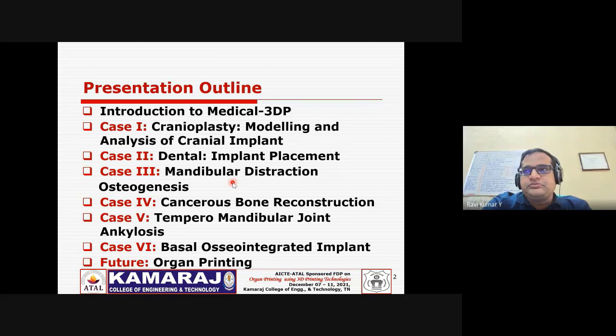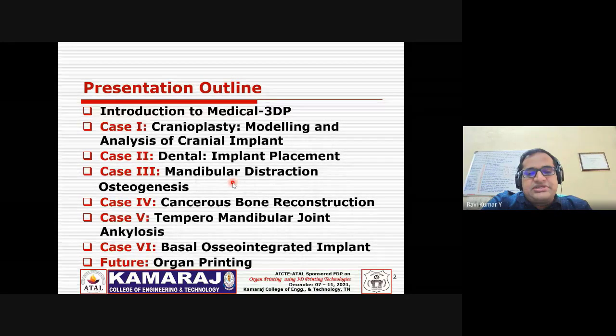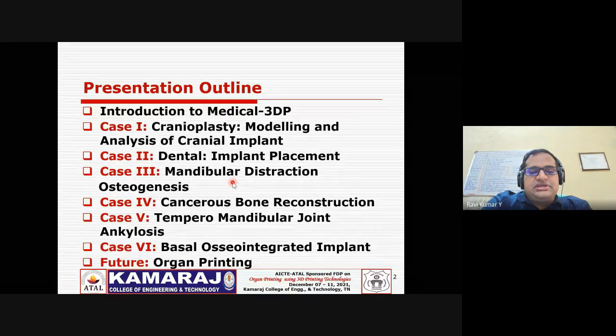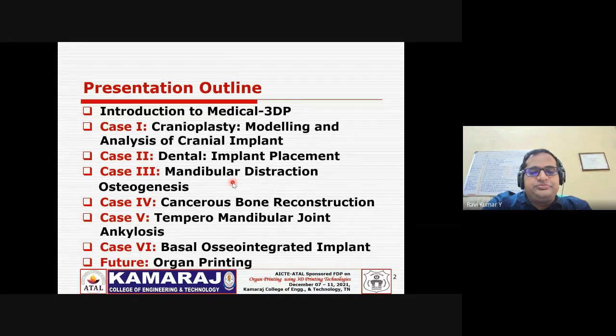of the mandible part, how it has been reconstructed, helping the patient to reconstruct the bone with the aid of 3D printing technology. So how 3D printing technology has helped in solving those kinds of complex surgeries. So then we have another case study.